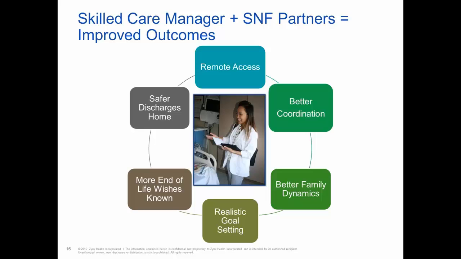And so by better coordinating or understanding the need of this person as they move to the SNF facility, we develop better family dynamics around the plan with and for this person, setting realistic goals. And by extension, one of the ahas for us in this ACO model was really having a deeper dialogue about end-of-life wishes known and documented, and then safer discharges or transitions, to the SNF or ultimately home environment, and all of this being achieved by having this patient-centered remote access communication model in place.